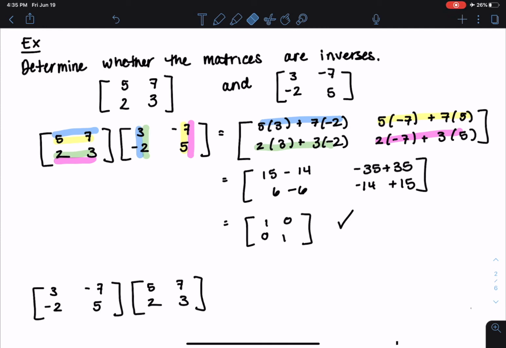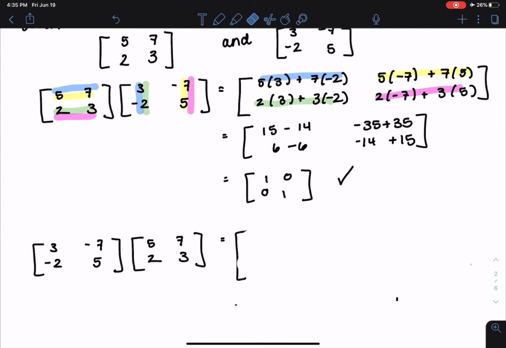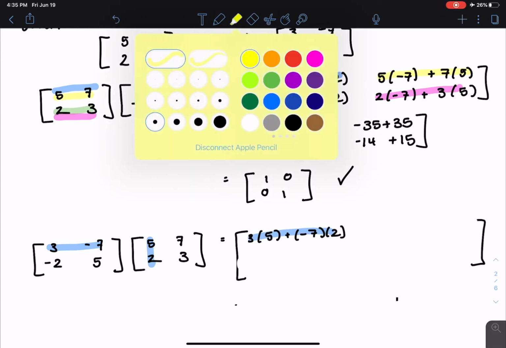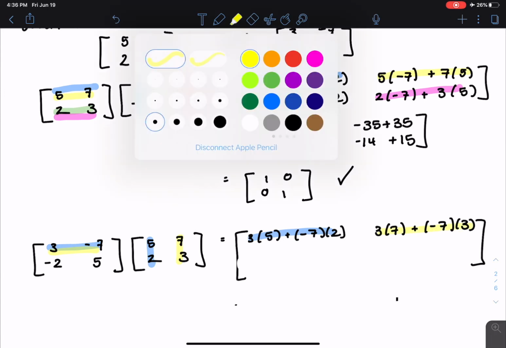Just because it worked on one side doesn't mean it's going to work on the other. So I want to go through the same process. We take first row, first column to get our first row, first column. So 3 times 5, plus 7 times -2. Then we do first row, second column to get this position. That'll give us 3 times 7 plus -7 times 3.